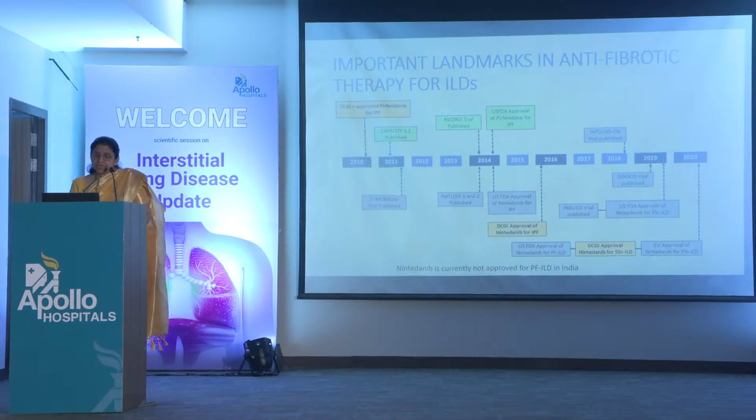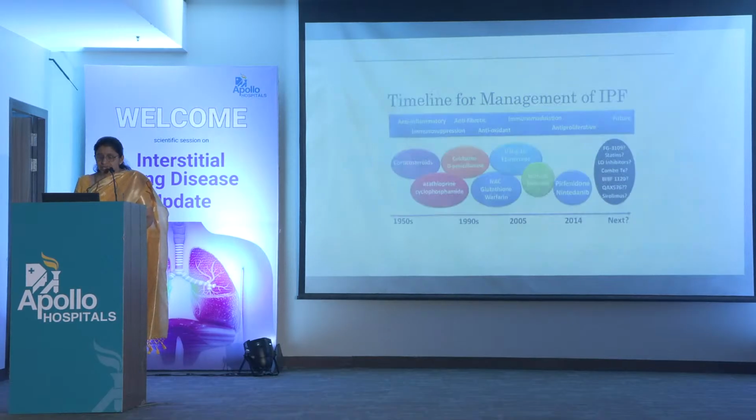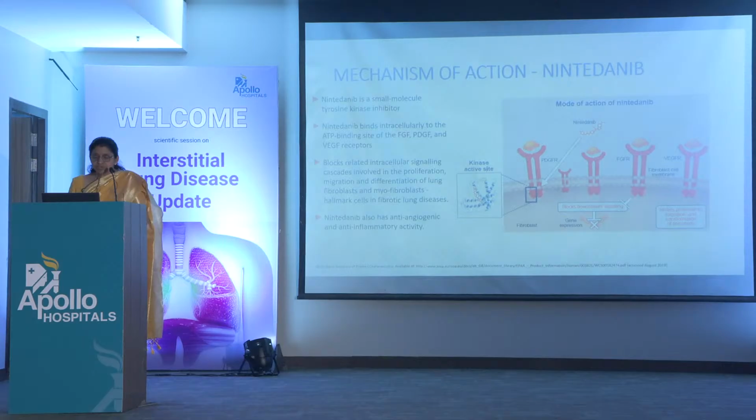Then the INBUILD trial was studied, where nintedanib was looked at in other pulmonary fibrosis patients as well, the pulmonary fibrosis that did not fit into idiopathic pulmonary fibrosis. It was also found to have a good benefit, and hence the US FDA has approved nintedanib for progressive pulmonary fibrosis, PF-ILD as it's called, and for scleroderma interstitial lung disease. It's being approved for more and more indications as more and more studies are coming in. So this was the timeline. Initially corticosteroids, azathioprine, colchicine, NAC, interferon gamma antagonist, etanercept, imatinib, bosentan, pirfenidone, nintedanib. Now statins and the sirolimus group of medications are in the picture for the management of IPF.